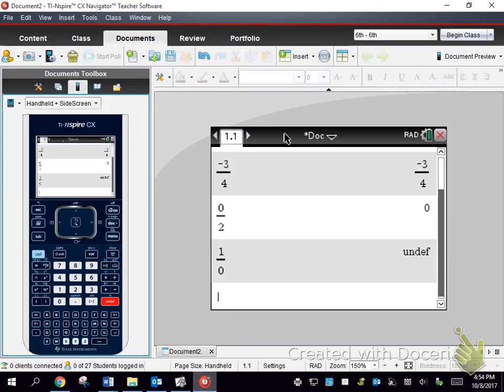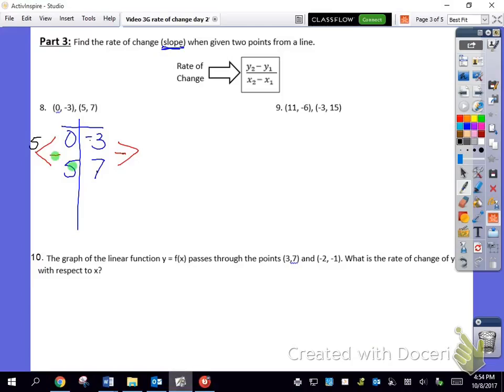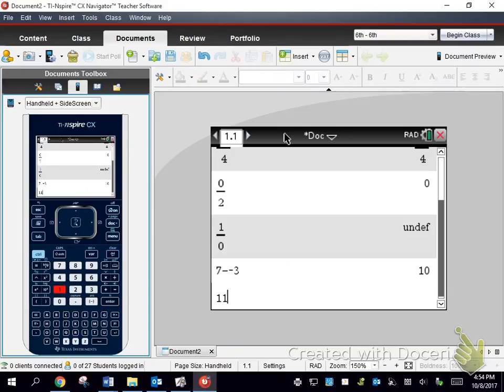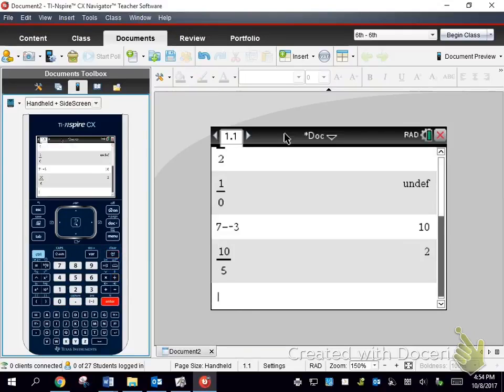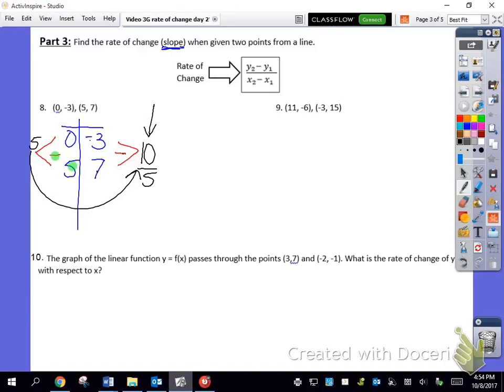Now enter that in your calculator. 7 minus -3, enter, and that's 10. So 7 minus -3 is 10. Swing it over. Put the 5 underneath, so always enter from the top. So you have 10 divided by 5, enter, and it's 2. So my slope is 2. That is my rate of change. Another word for rate of change is slope. So either one.